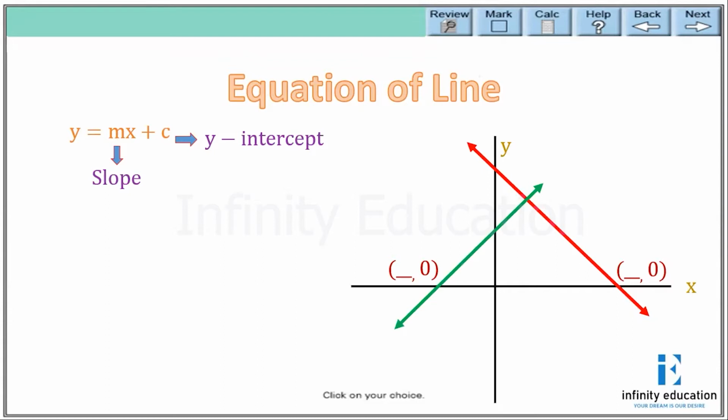Similarly, if you want to find the y coordinate or y-intercept for the red line, it will be 0 comma some finite positive value for y. And if it is on the negative part of y, it should be 0 comma some negative value for y. So this is how we can find the x or y intercept, by putting the other variable as 0.